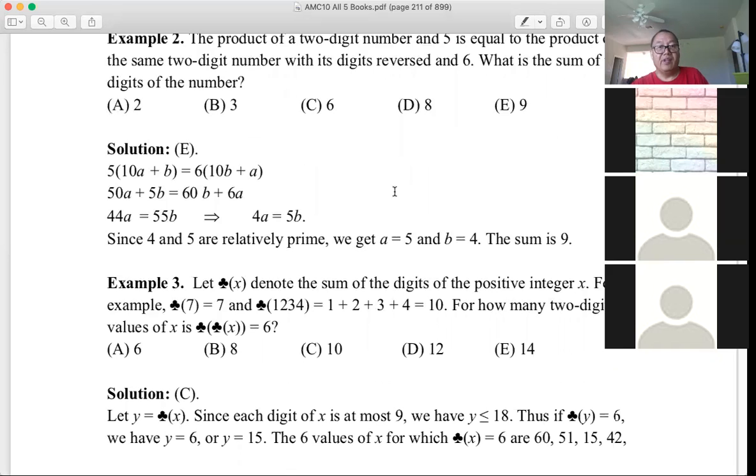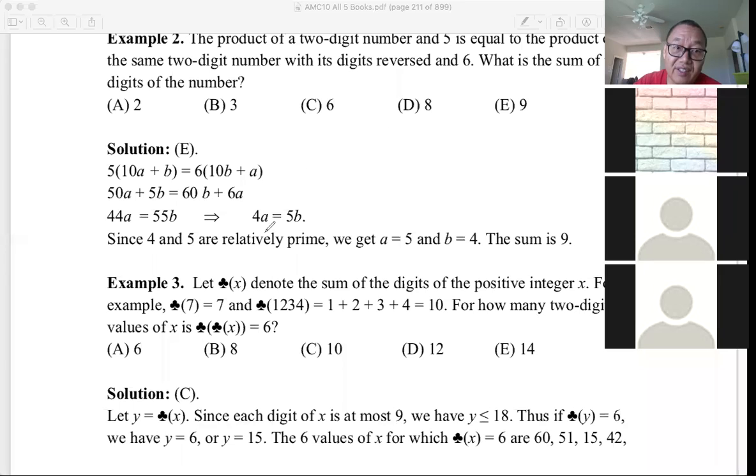Okay, now let's see number 3. Ethan, can you help me read this number 3? Example 3. Let club X denote the sum of the digits of the positive integer X. For example, club 7 is 7 and club 1234 is 1 plus 2 plus 3 plus 4 equals 10. So how many two-digit values of X satisfy club X equals 6?